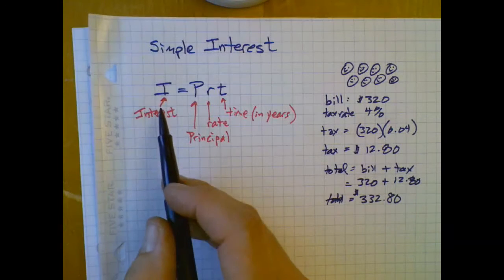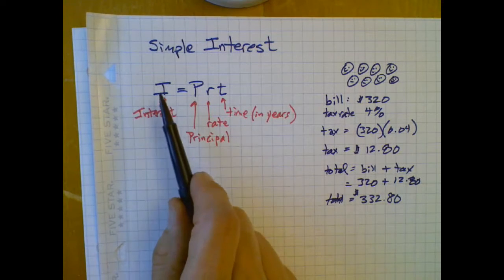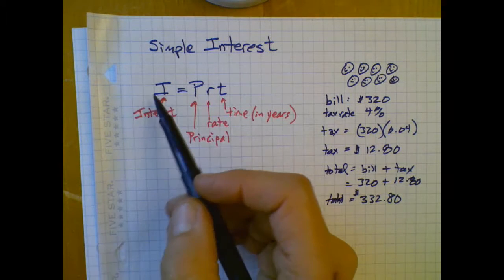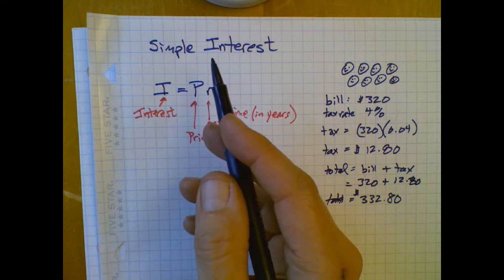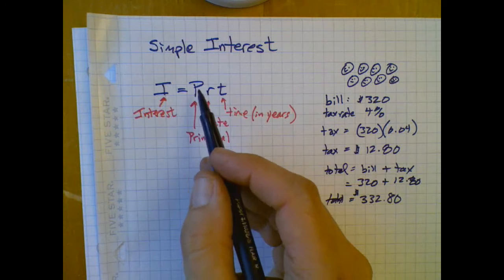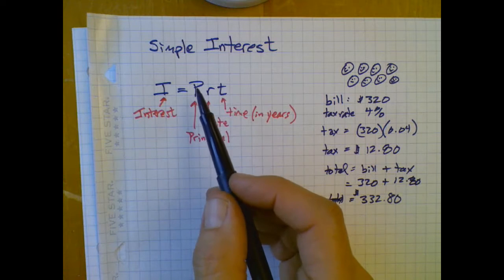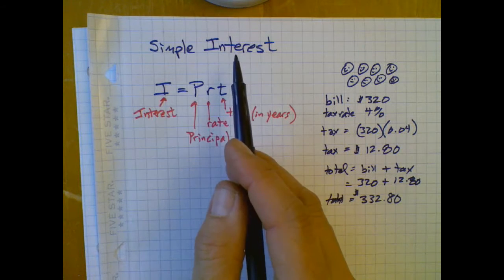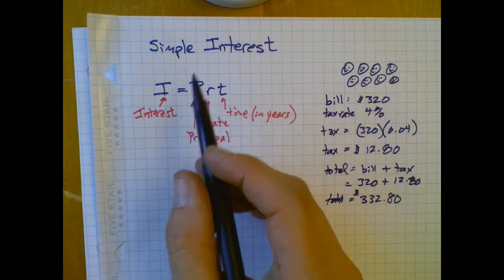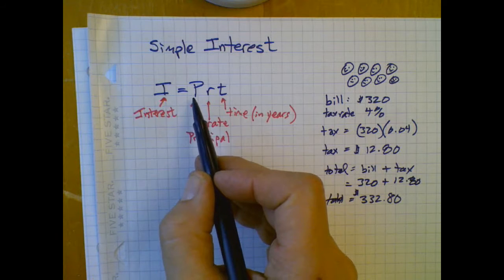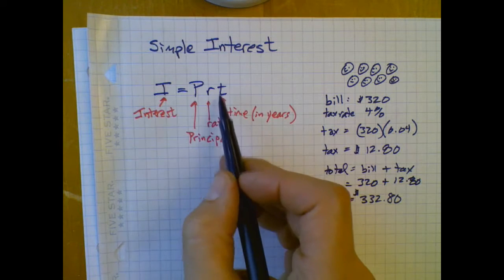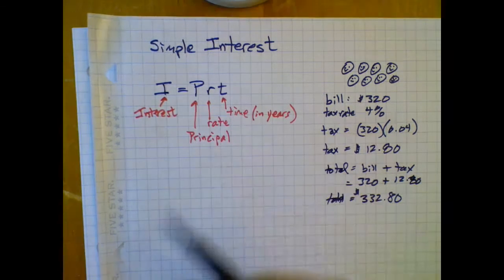So interest is money that you pay when you borrow some money. It's also money you get paid when you put money into a bank. Principal is the money that we put into the bank, or principal is the money we borrow. And to find simple interest, there's another kind of interest, compound interest, but we're not talking about that. Simple interest we can find by multiplying the principal times the rate times how many years we've had this money in the bank.